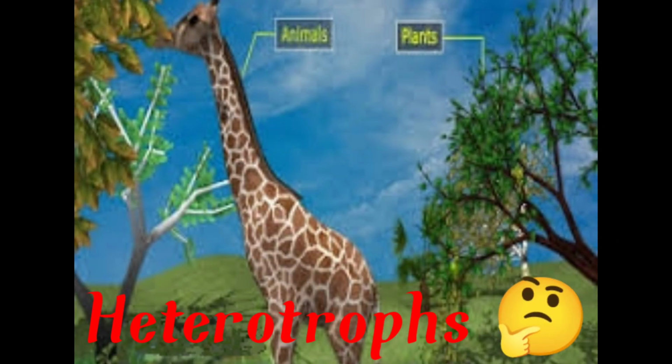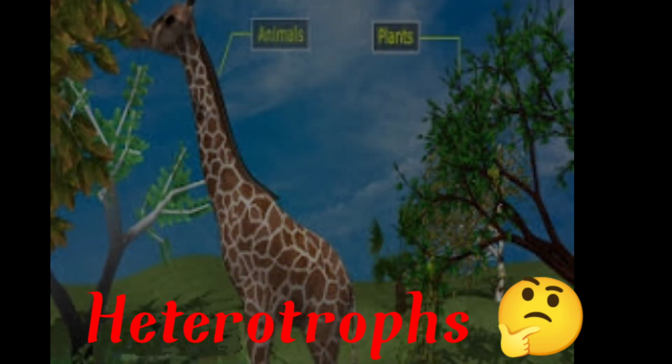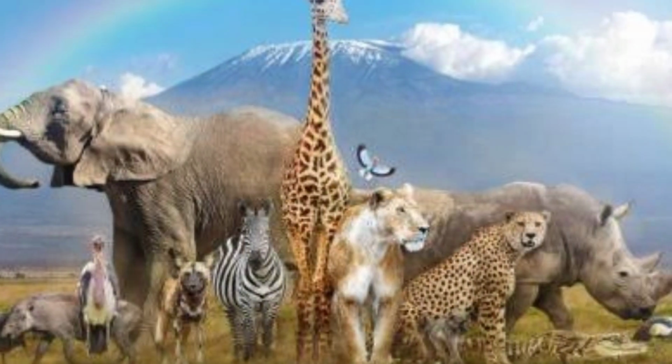Those organisms which cannot make their own food from inorganic substances like carbon dioxide and water and depend on other organisms for their food are called heterotrophs. All the animals come under heterotrophs. For example, man, dog, cat, deer, tiger, lion, cow, etc.